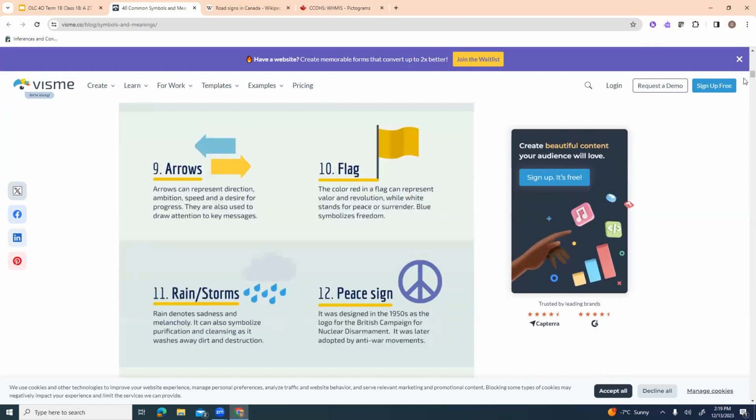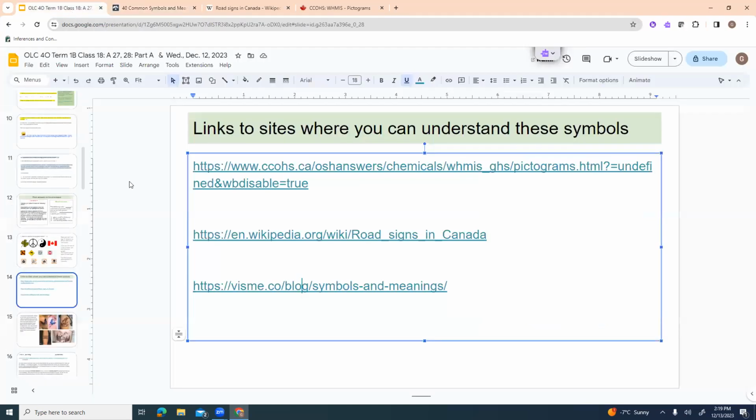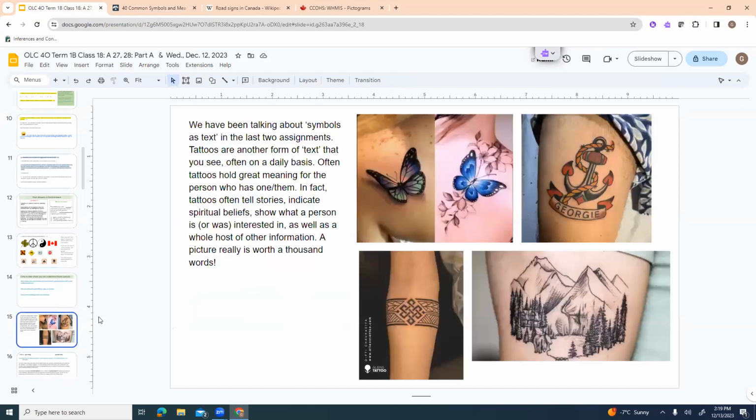So for example, if I wasn't sure what this means, because this shows up on maps all the time, it's a flag, right? That symbol stands for a flag. Arrows, I don't know if arrows are really a symbol. I guess they kind of are a symbol. Anyways, those are places you can find the answers to question 6.